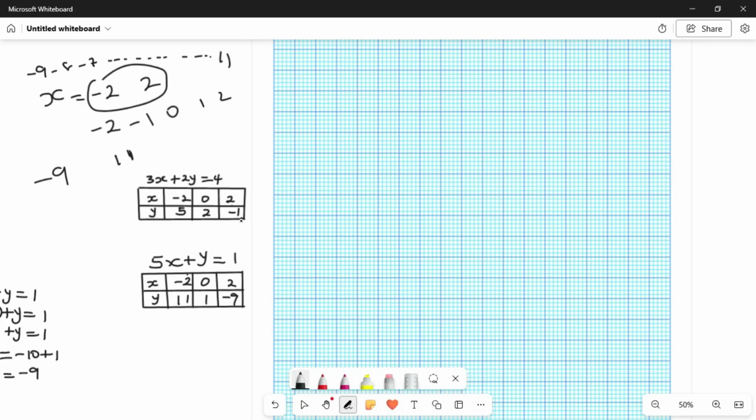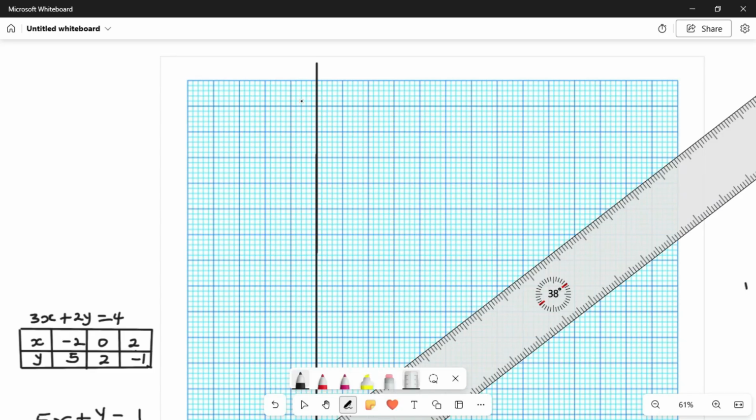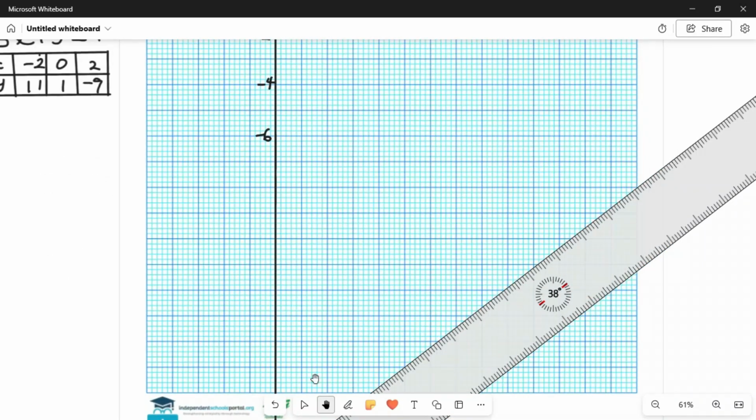So that means we really need to manage our space so that all the values can fit into the graph for our y-axis. So that means for y we have 10, 8, 6, 4, 2, 0, -2, -4, -6, -8, okay, -10.